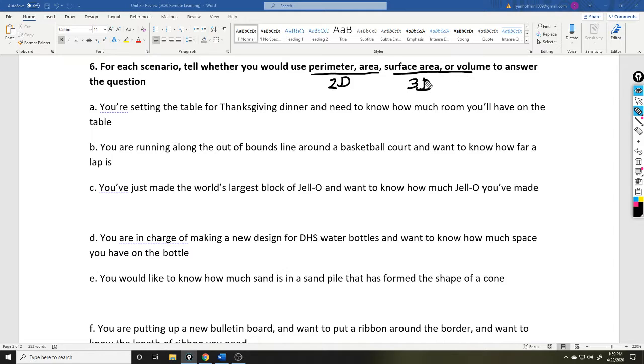So first thing you want to think about is, do we have a 2-dimensional shape or a 3-dimensional shape that we're interested in? And then perimeter is our border around. Area is how much space are we covering. Surface area is how much do we need to wrap around the entire shape? How much material do we need to make this shape? And then volume is filling the shape. How much space does the shape take up?